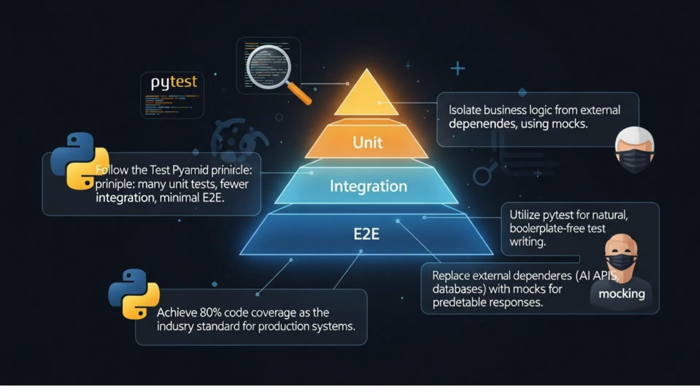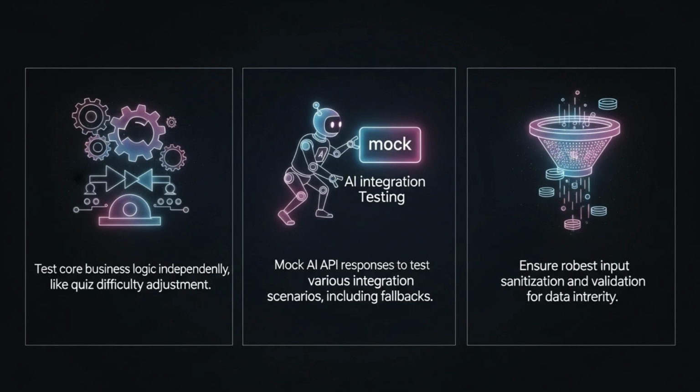Now, let's get into the practical side, the specific patterns for testing your services effectively. First, we focus on business logic testing. This involves testing the core logic of your quiz generation independently. Imagine testing how your system adjusts quiz difficulty based on a user's performance history. You'd arrange a given performance, act by generating a new quiz, and then assert that the difficulty correctly matches the user's capability.